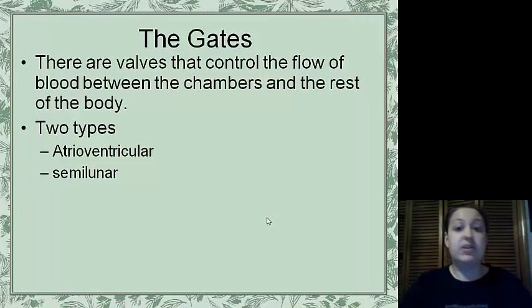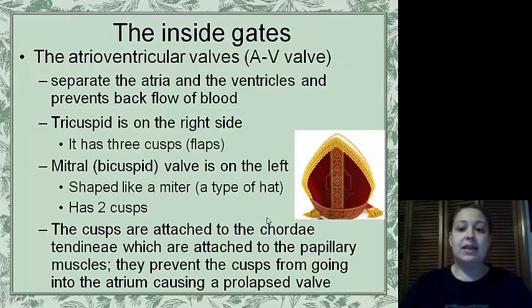The gates. There are valves that control the flow of blood between the chambers and the rest of the body. There are 2 types. The atrioventricular valve and the semilunar valve. The inside gates. The atrioventricular valve separates the atria and the ventricles and prevents blood from flowing backwards.